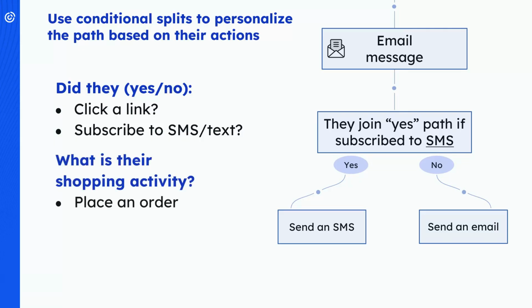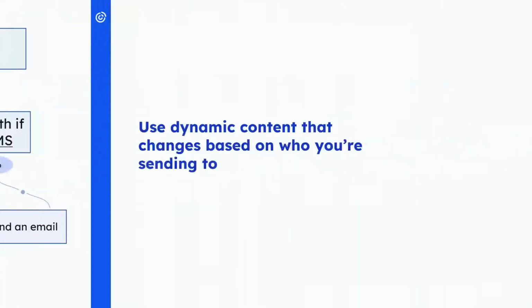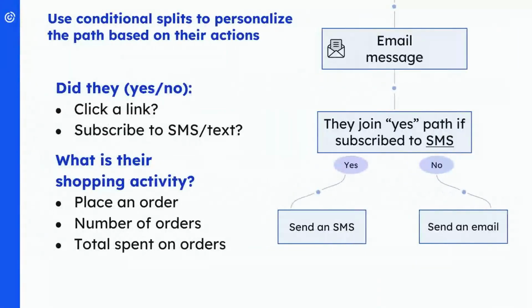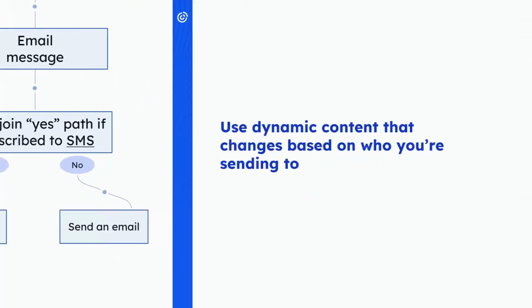What's their shopping activity? They place an order. Is this their 10th order? Have they spent $1,000 at your store? So having any option around conditional splits, you should know that it allows you to organize your contacts' paths. If you really want it to go out only to highly engaged people or non-engaged people, you can determine those splits on your own. It really depends on whatever your goal is.